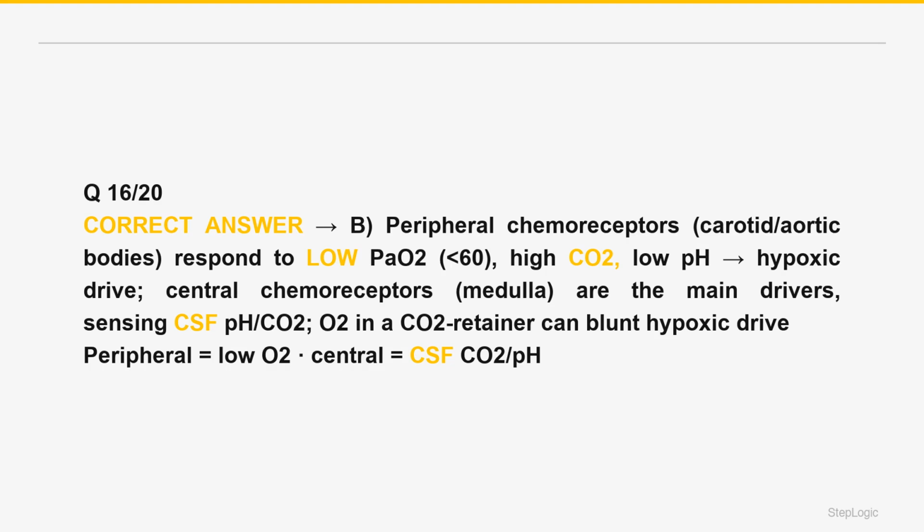The clinical pearl: in a chronic CO2 retainer, such as severe COPD, whose central drive is blunted to chronically high CO2, breathing may depend more on the peripheral hypoxic drive, so giving high-flow oxygen can reduce that drive and worsen hypoventilation or CO2 retention. Give controlled O2. The peripheral O2 or hypoxic drive versus central CO2 distinction is correct.